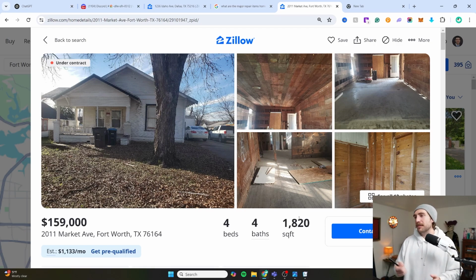I would probably budget on this thing at least 80. At least 80. This thing looks miserable. Maybe even 100. I would probably say 100 to be conservative with my investors.